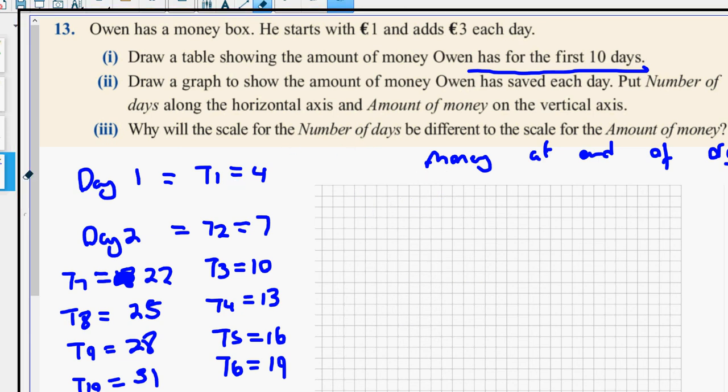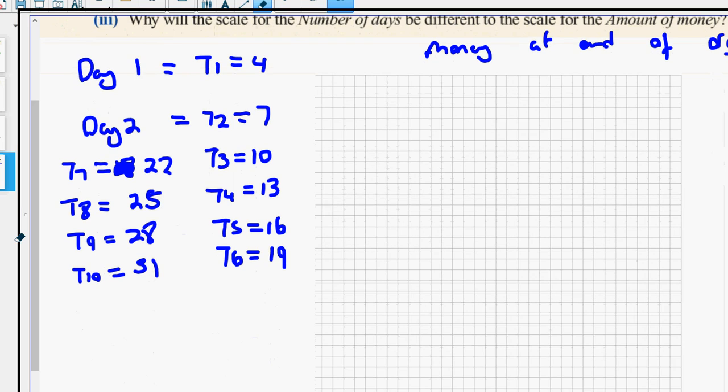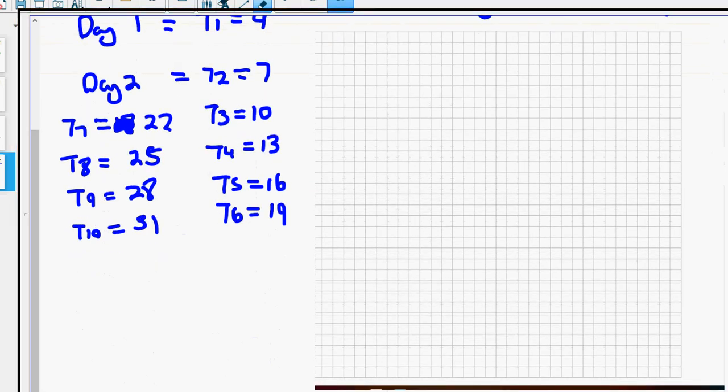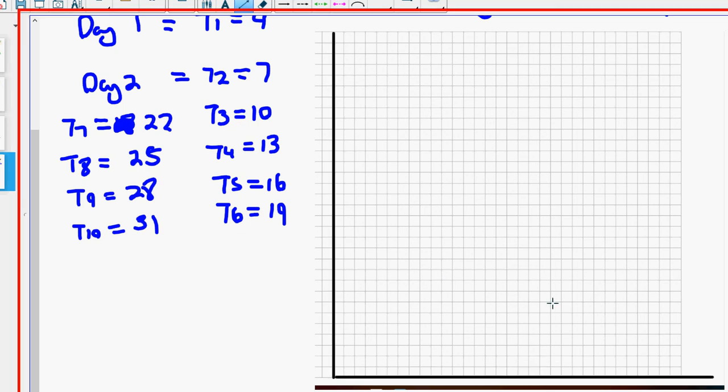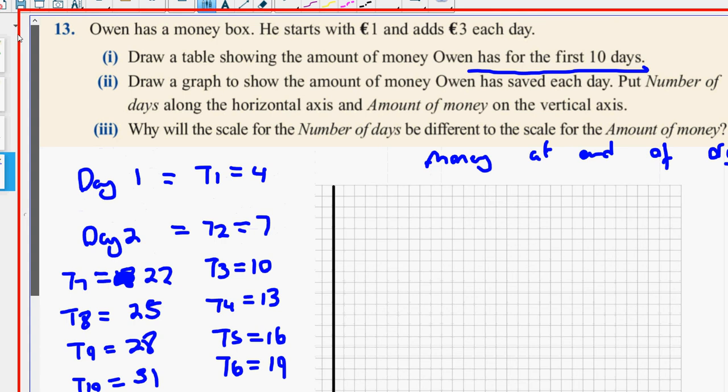I have to go as high as 31. Once again, I know there's roughly 32 blocks if I go from top to bottom, so it shouldn't be an issue. So, one of those mornings, lads. I'll go over here. Now, I have to do 10 days, don't I? Do I have to draw all 10 days? I have to draw all 10 days.